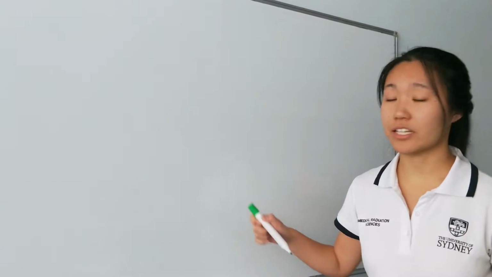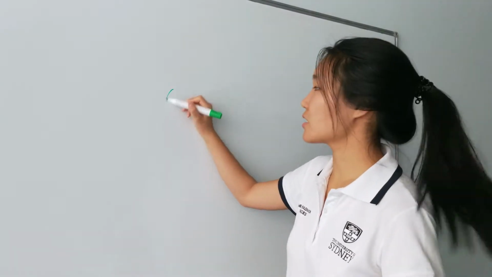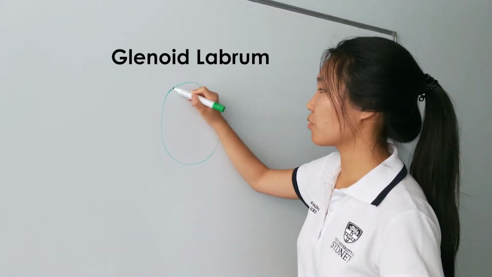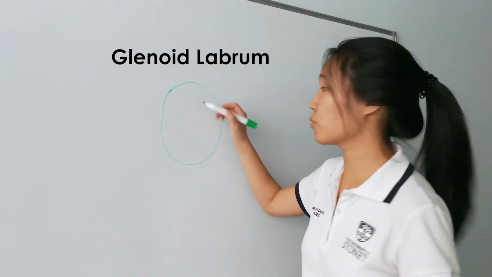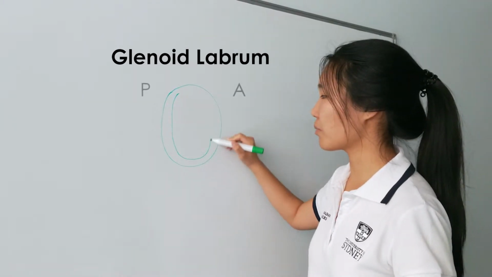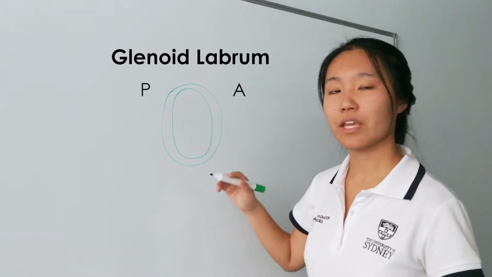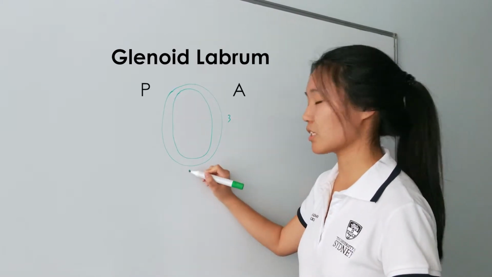However, due to the shoulder being so mobile, it is also inherently unstable. Therefore, it is a common site of injury. And one of those injuries is the Bankart lesion. So the Bankart lesion is a detachment of the anterior portion of the inferior glenohumeral ligament complex and glenoid labrum off the anterior rim of the glenoid. This occurs in the 3 to 6 o'clock region.